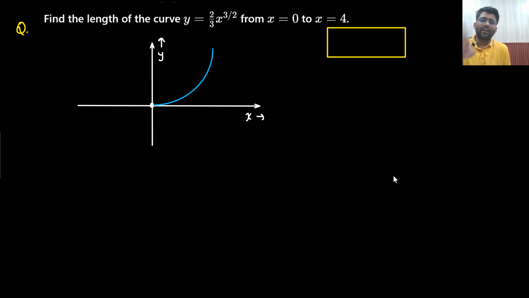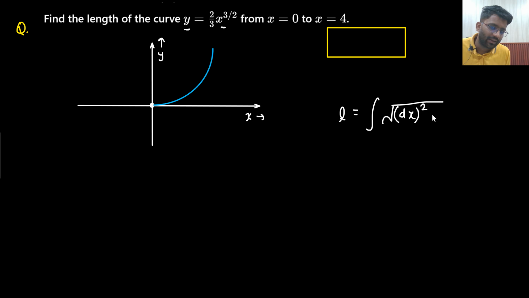What you need to find out? You need to find out the length. Sir, I know that length will be nothing but integration under root. Sir, y is given as a function of x. That means the conversation is between y and x. If so, what is the small length in the x direction? That is dx. And what is the small length in the y direction? That is dy.